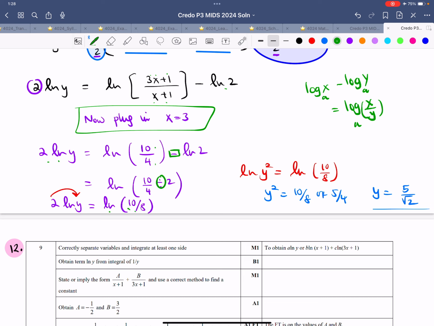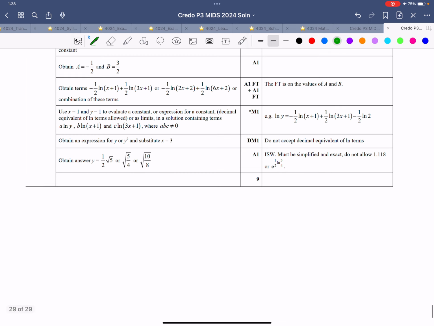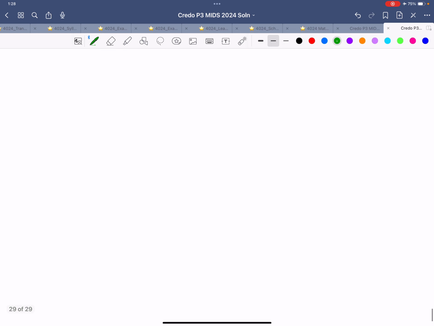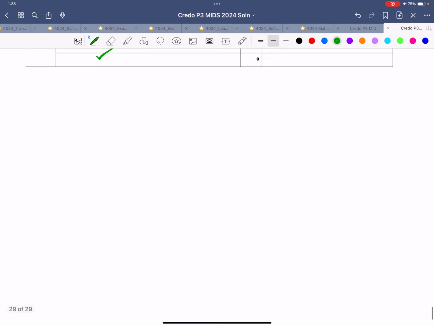This is ln y squared. This 2 is raised up. So there is ln on both sides. Therefore, y squared is 5 over 4. Y is 5 over root 2. That's the answer. And that finishes this particular P3 midterm exam.